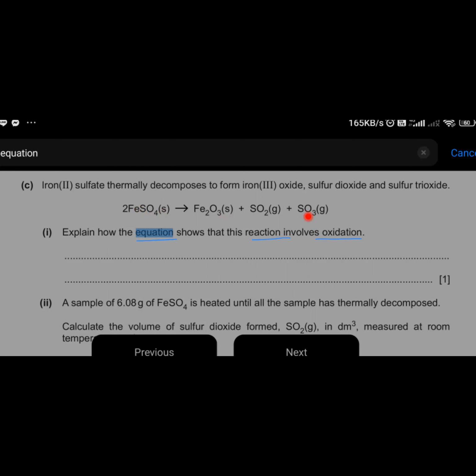Here they have given a statement also: iron 2 sulfate thermally decomposes to form iron 3 oxide, sulfur dioxide, and sulfur trioxide. What has happened to iron actually? First of all, you can see what has happened to these iron atoms. You can see it in the sentence even. Even in the statement, you can find it. It's oxidation, isn't it? Iron 2 plus becomes 3 plus. That's oxidation. Or else you can break this down into 2 ions and find out yourself.